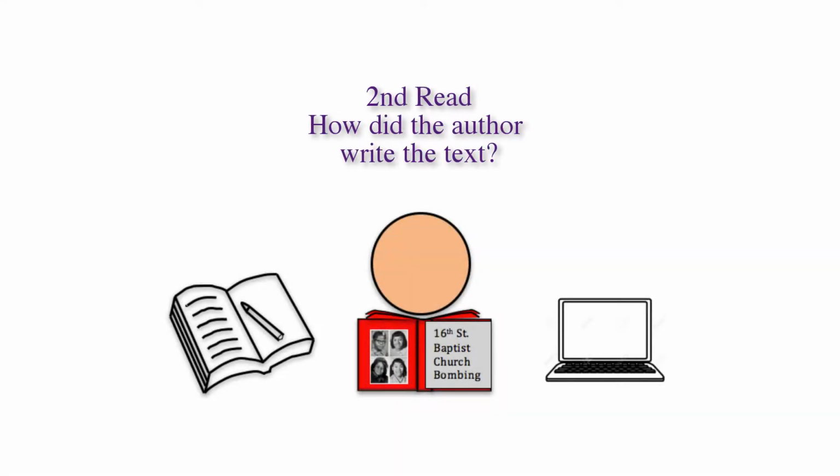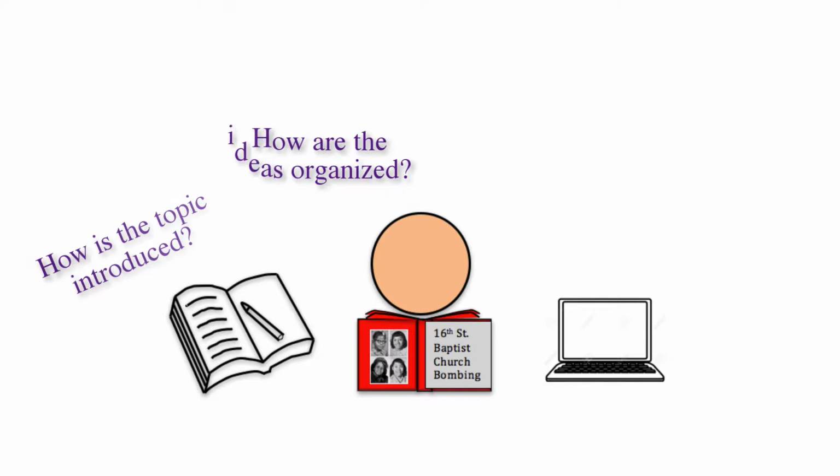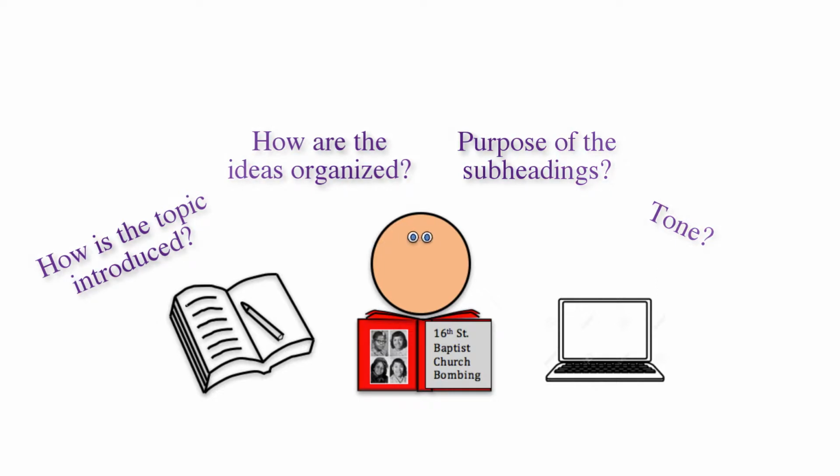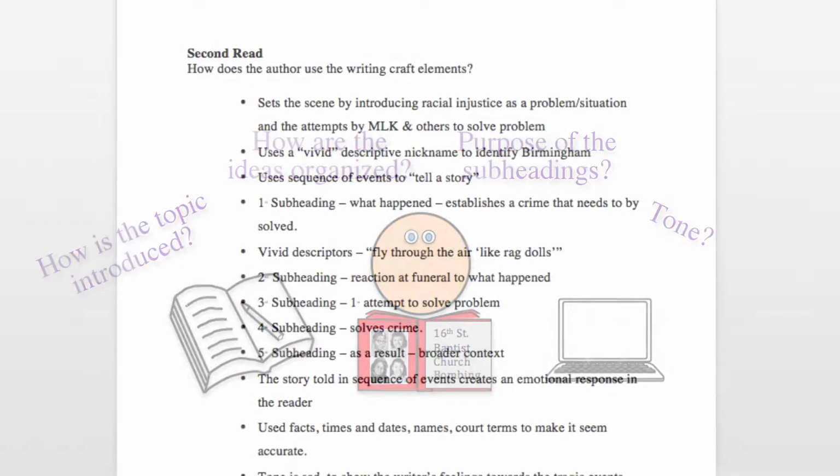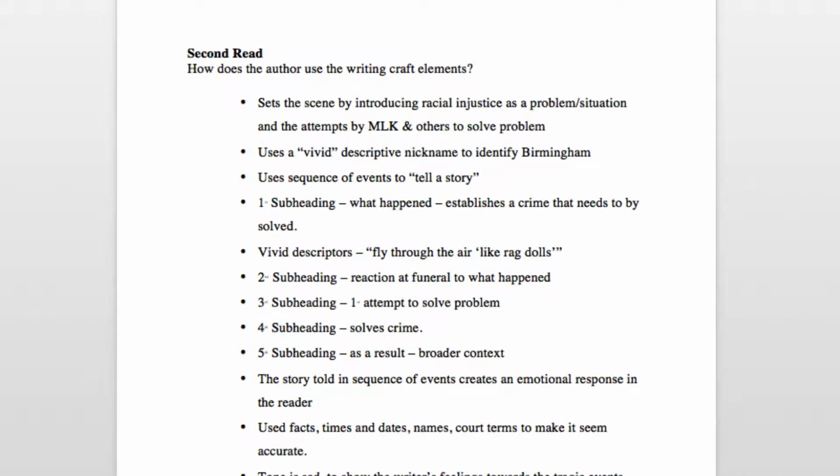Now you'll read the text a second time. The purpose for this read is to clarify how the author wrote her text. How is the topic introduced? How are the ideas organized? What's the purpose of the subheadings? What's the tone? The student must step back and take a metacognitive approach while reading the text. Students read the text for a second time. They make observations in their notebook about how the author used the writing craft.